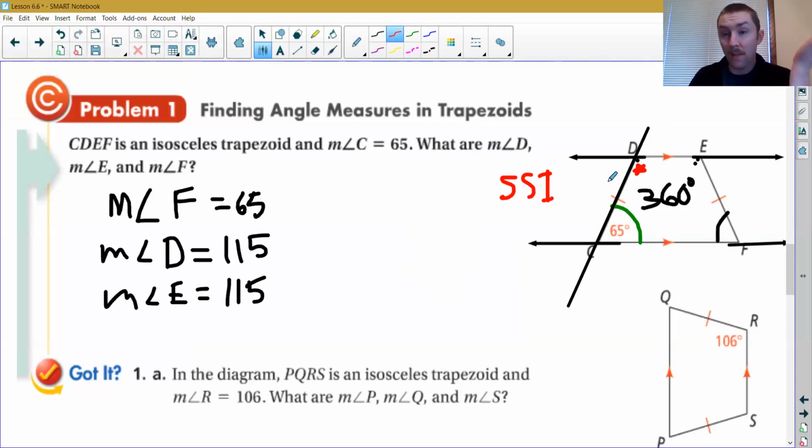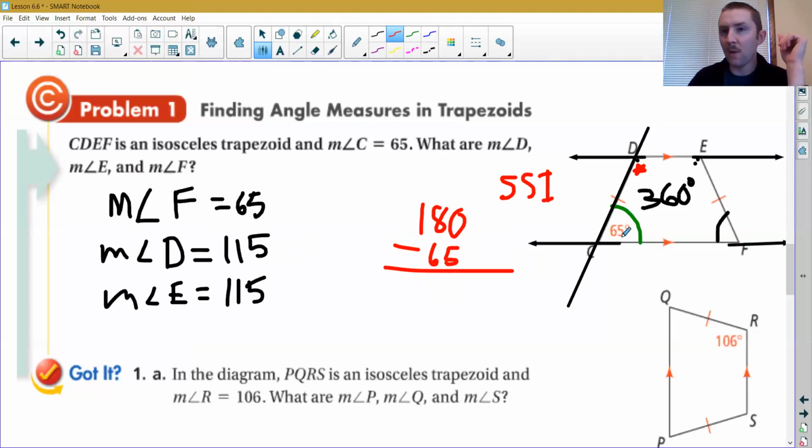Okay, so by the way, that's always going to be true in every trapezoid ever, that the two angles along a leg, meaning a not parallel side, a slanty side, are always going to be supplementary, meaning add up to 180, and it's because of the same side interior angles theorem. So if we know this is 65, if we did 180 minus 65, what would we get? Well, we'd get 115.